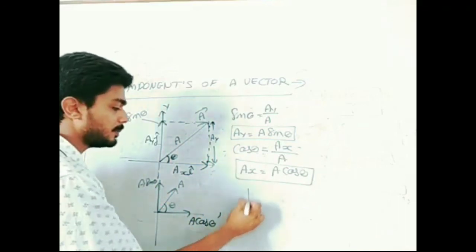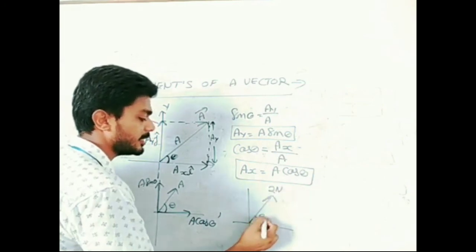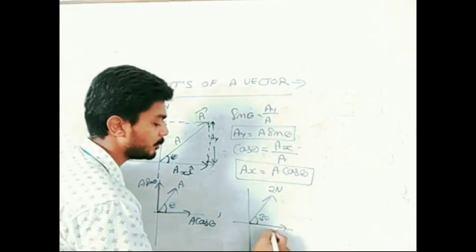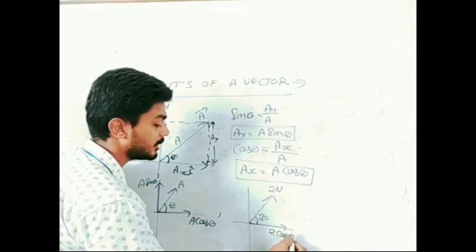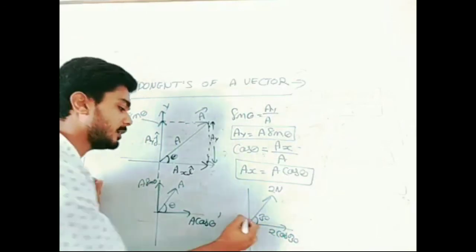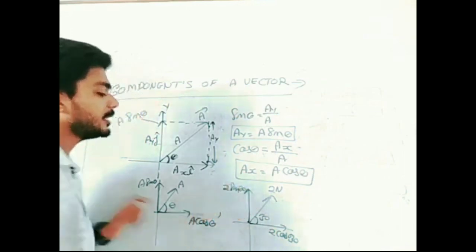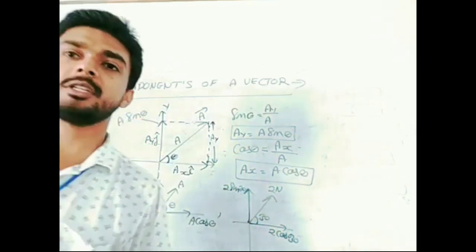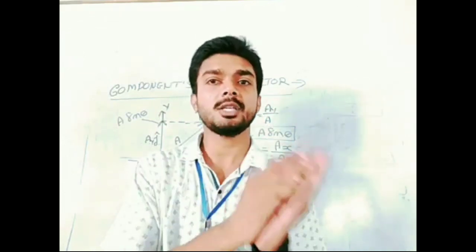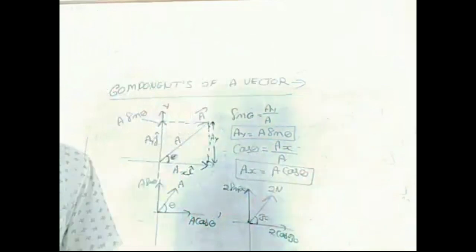Suppose, for example, there is a force of 2 Newton at angle 30 degrees. Then you will write the two components: the x component will be 2 cos 30, and the other component will be 2 sin 30. Then a vector can be resolved into its 2 components or 3 components, either using the i cap, j cap method or using this horizontal and vertical component method.